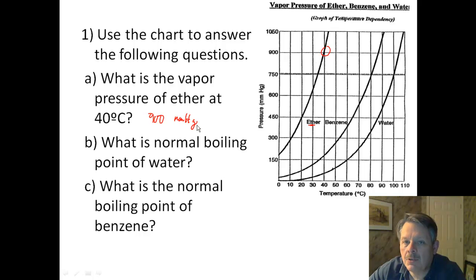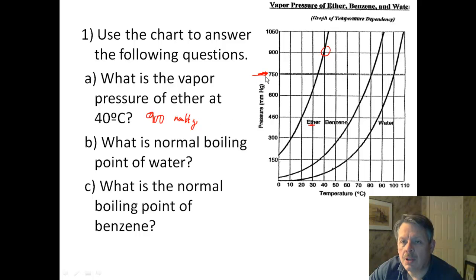Okay, now for just a second, let's stop and just look at the chart. Notice that here we have about 760 millimeters of mercury, and that is what atmospheric pressure is, down at sea level. So that's helpful, right?